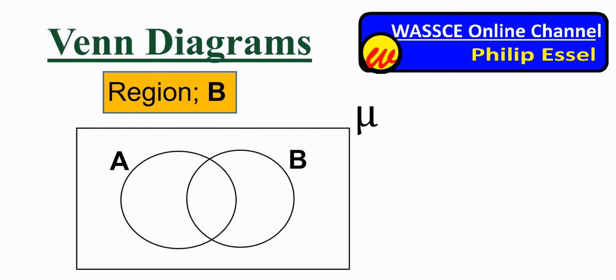First, we'll show our Venn diagram of two intersecting sets, set A and set B. Shading set B is very easy, so let's quickly do this. This is the region that shows set B. Let's look at the next example.